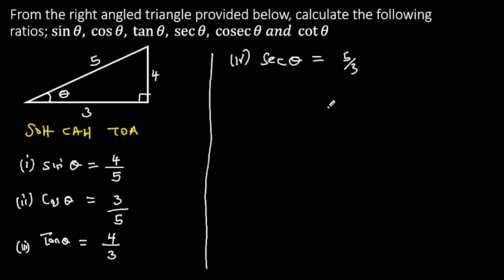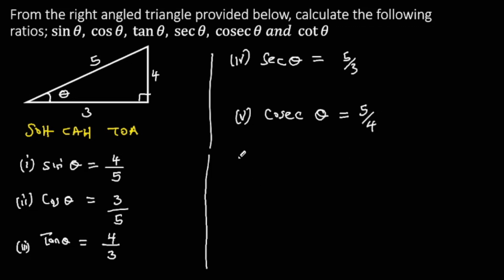The fifth one is going to be cosec of angle theta, which is going to be equal to, look at the third letter. The third letter is an S, which means it is the reciprocal of sine. So come and check where your sine is. 4 over 5 is your sine theta. So the reciprocal of 4 over 5 is 5 out of 4.